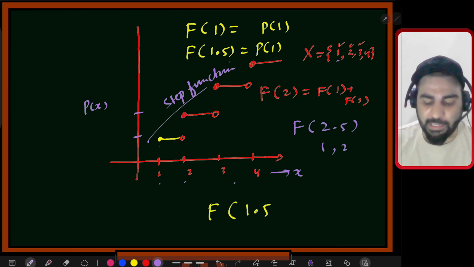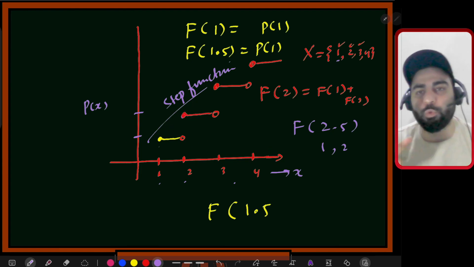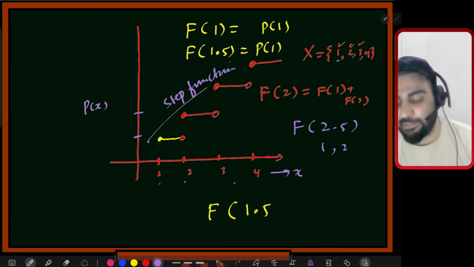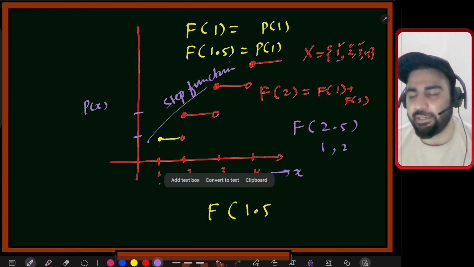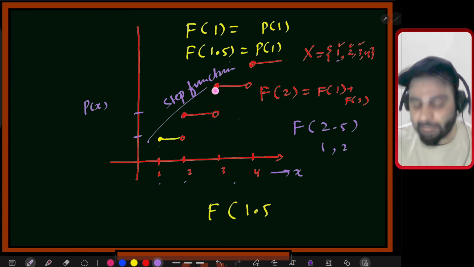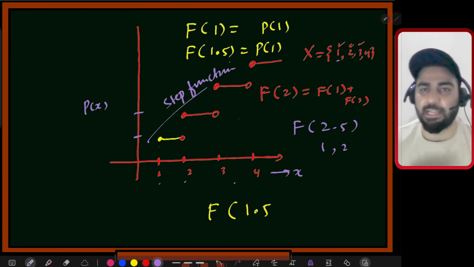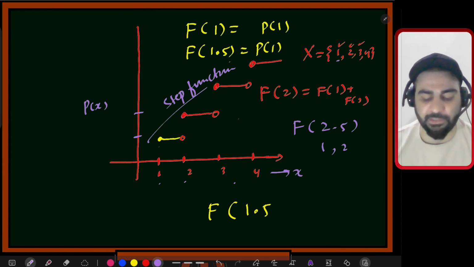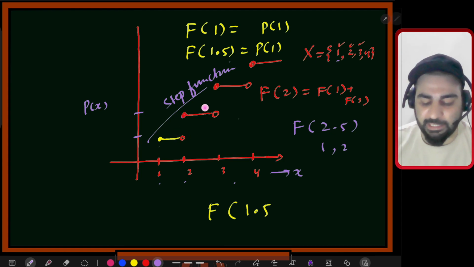This is my probability of X. Similarly, when I came to 2, now there are 2 numbers, 1 and 2. So that's why I added the probability over here. But after 2 till 3, again the line remains straight. At 3, I added the probability of 1 plus 2 plus 3. That's why it's always an increasing step function. You see this increasing step function. First here, then here, then here, then here, then here.